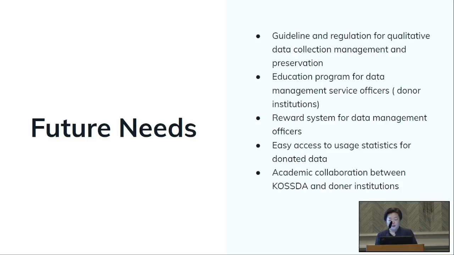And also, they want easy access to usage statistics. It turns out the KOSSDA officers send a newsletter monthly about how much your data has been used. But if you're familiar with ICPSR, when you go to the data set, you can instantly see how much this data has been used monthly, yearly, something like that. So they want that kind of online, automatic access to usage statistics. And finally, they really want more academic collaboration between their organization and KOSSDA, because they want not just to deposit the data but to have this too.